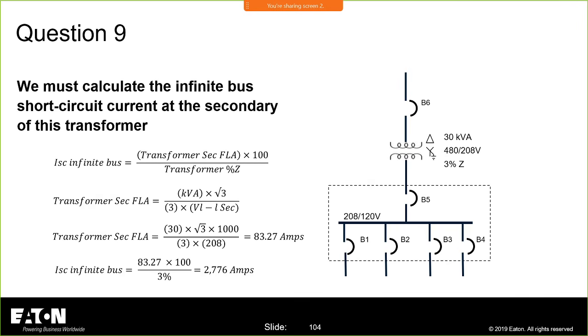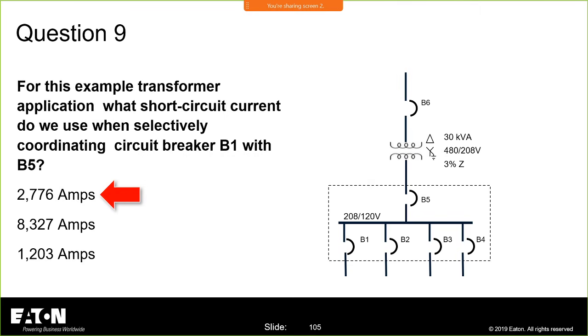But basically what we're doing is calculating the full load amps on the secondary, dividing that by the impedance of the transformer. Don't forget the 10% lower impedance. And we're calculating the infinite bus calculation. In this case, I did not do the lower 10% because I wasn't thinking about it when I was doing this slide deck. But I should have, and I will correct that for later. So the right answer is 2,776 amps.